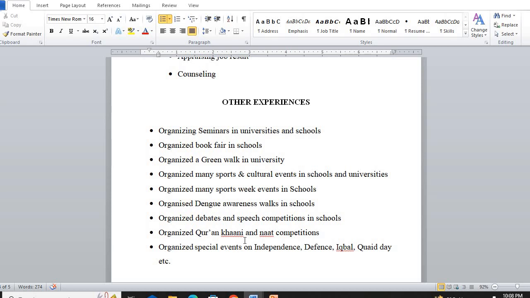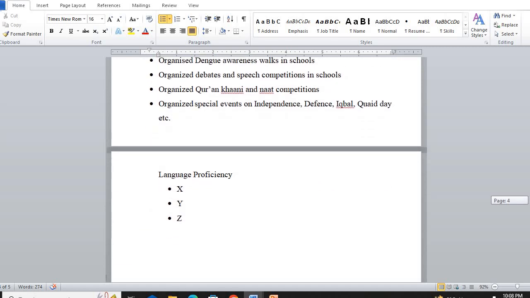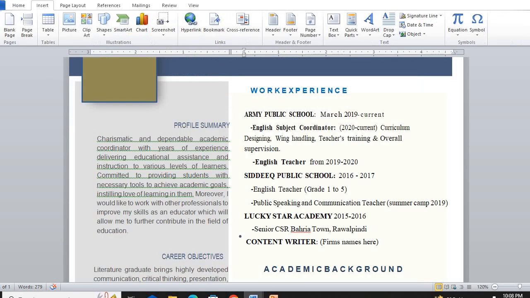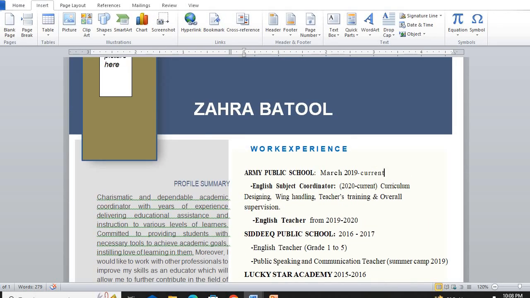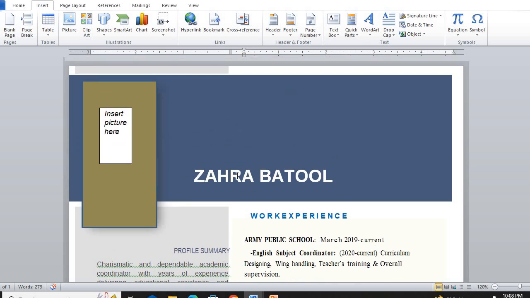Even here, organize Quran, Khani and Naat competitions. Here you can write in your own school, in your university. And then language proficiency. Here people write English, Urdu, Punjabi, any other language that you are an expert in, which is an advanced format. For example, the name of the candidate is Zahra Batul.